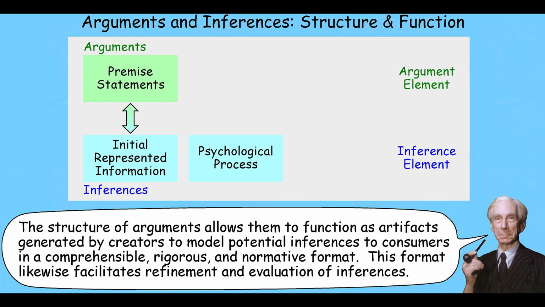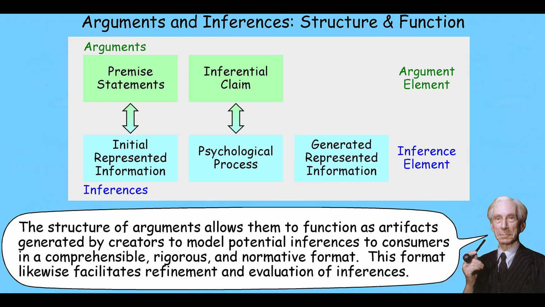Arguments, of course, are static collections of statements, but they have a structure. The premises are grouped together and they're related to the conclusion by an inferential claim. And that inferential claim asserts the same two kinds of relationships between initial information and resulting information that we see in our dynamic psychological process, that is, our inference. Finally, the inference generates a new set of represented information that's either highly likely given the initial information or guaranteed to be true given that initial information.